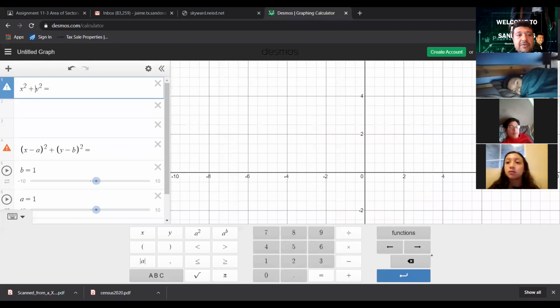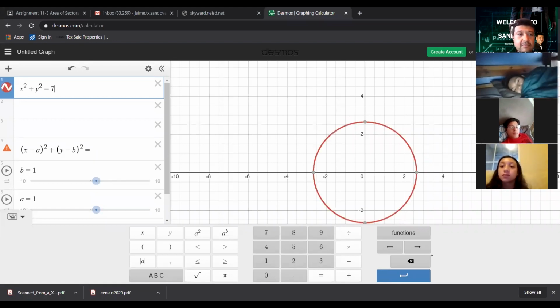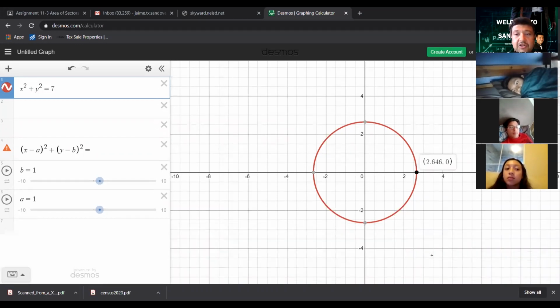Now you see this equation, x squared plus y squared is equal to, Marcus, give me a number. 7. Okay, so guess what it did? It just went ahead and made your circle. You see how you pick 7? Guess what the square root of 7 is? 2.646. You see that? Now let me show you the other part. You see how it says 2.646?